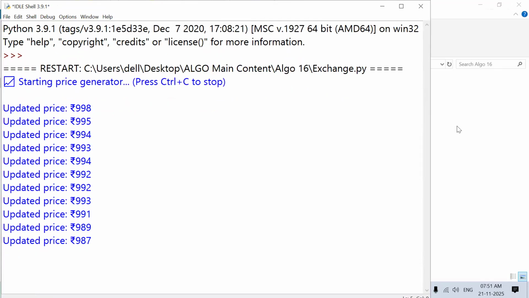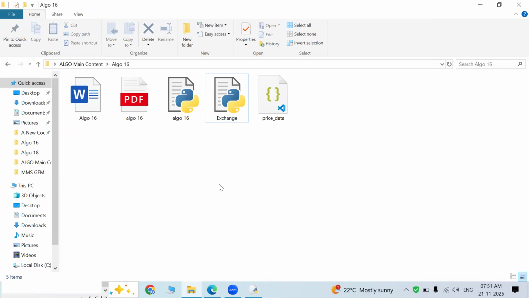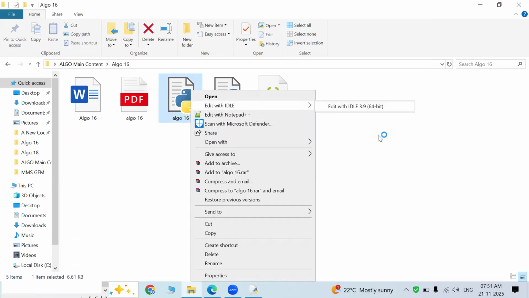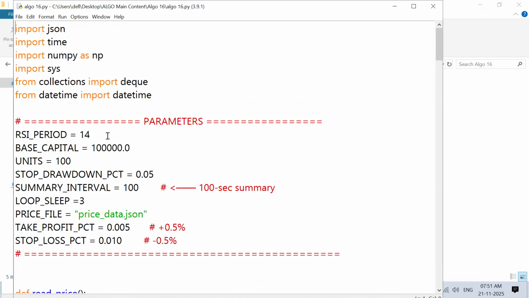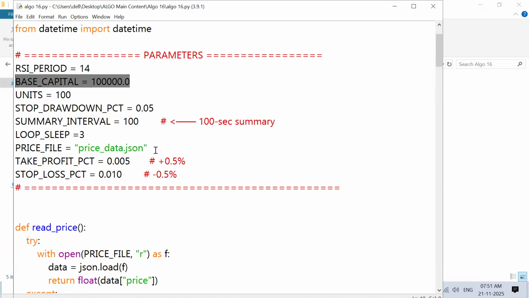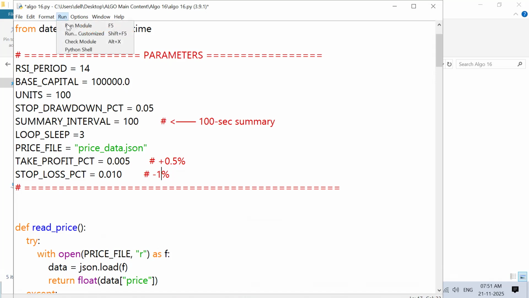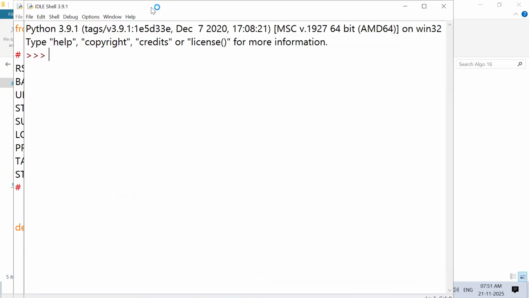So I keep this exchange file with me. Now it keeps on changing until I stop it. And the logic of RSI has been written over here. So 14 cycles, the base capital, everything has been taken over here. 100 cycle summary, then I've kept a loss of 1%. We are going to stop at 1% loss, and the profit we are going to take at 0.5%. It's so fast that in a blink it starts happening.